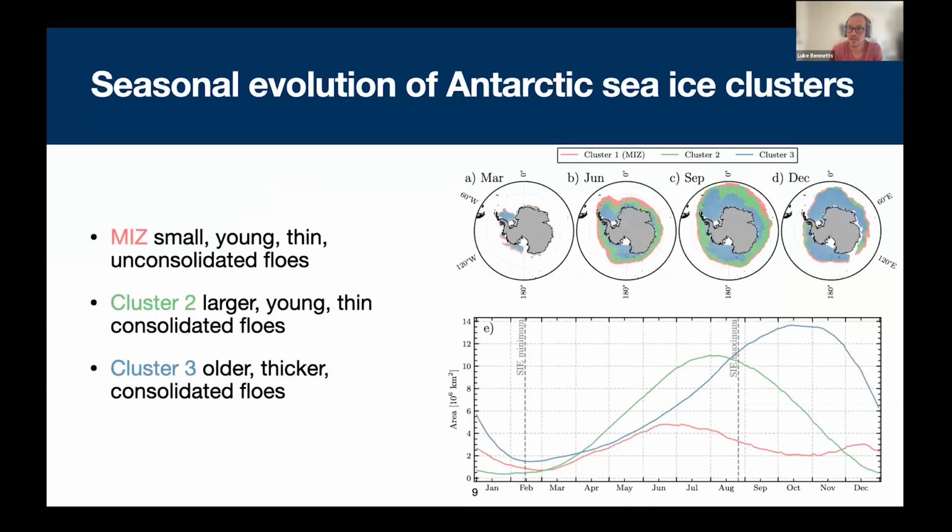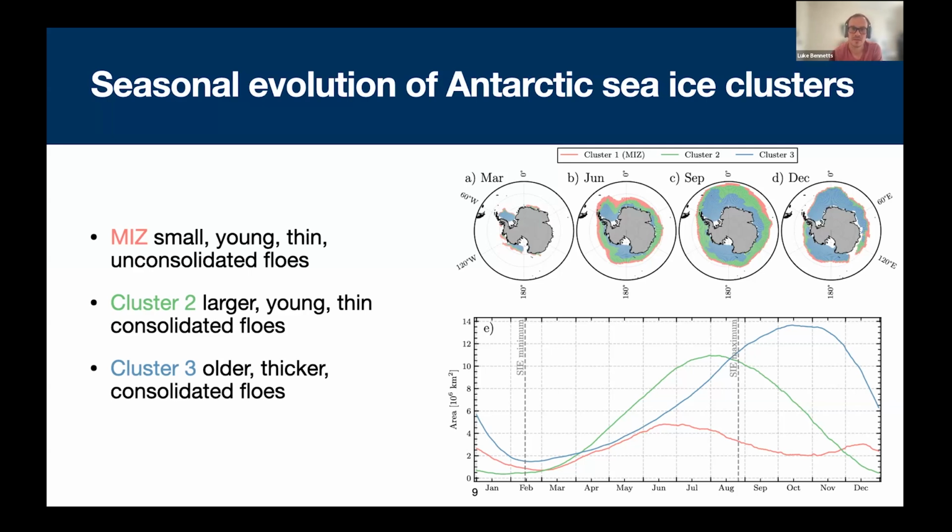So that's our argument for k is equal to 3, and from now on I'm going to stick with 3 clusters. So what you're seeing here, on the top right, are some snapshots at different times during the year showing you the 3 clusters. At the bottom right, we have the seasonality of the areas covered by those clusters.